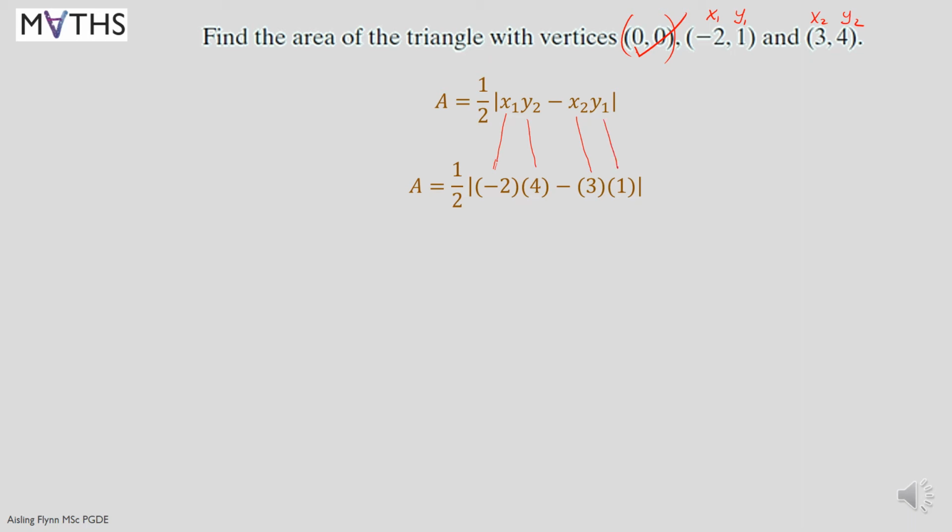We will now multiply out inside those straight lines, and we get minus 8 minus 3. So we now have half of the absolute value of minus 11. So here's where the absolute value comes in. There's no such thing as a negative area, so it cannot be minus 11, or half of minus 11. We'll just take the positive value. So half of 11, which is 5.5 square units. So that's when we have one of the corners at 0, 0.